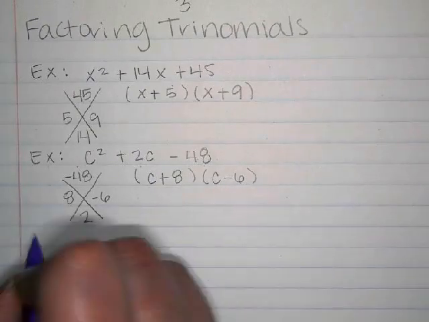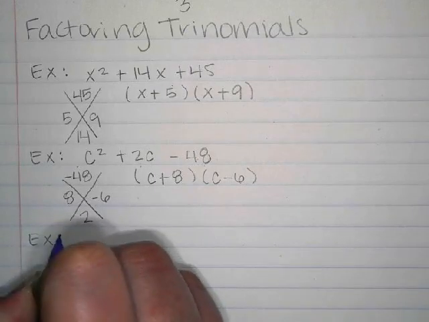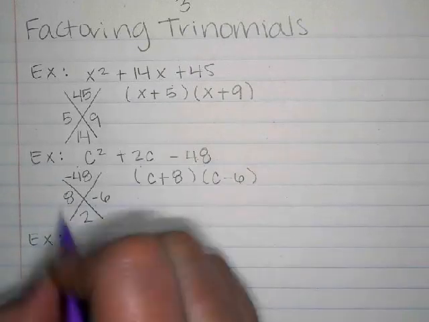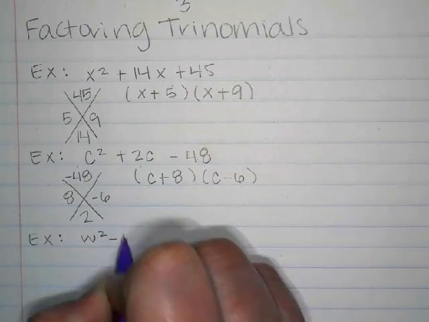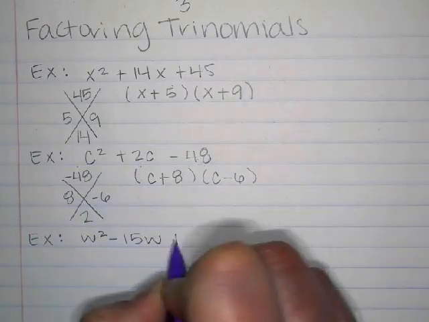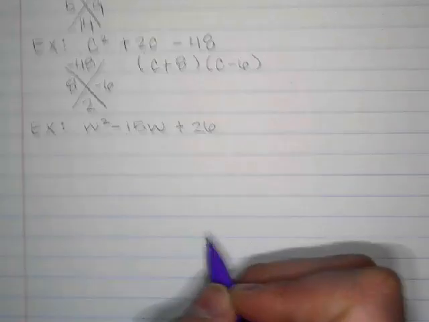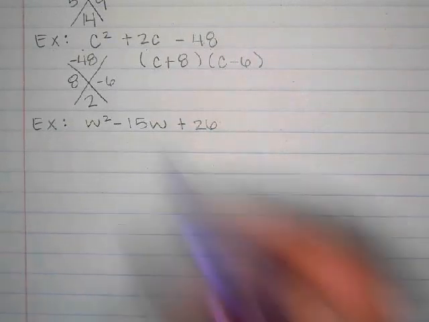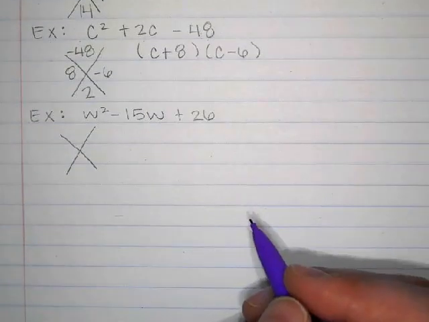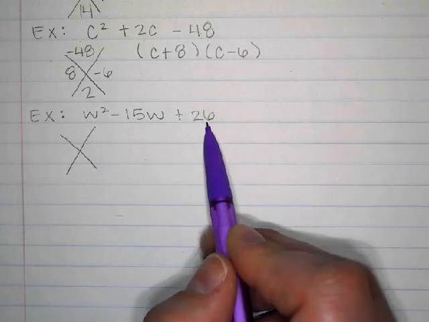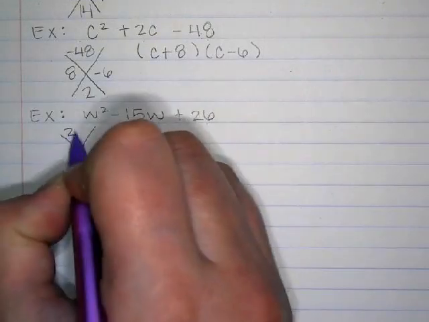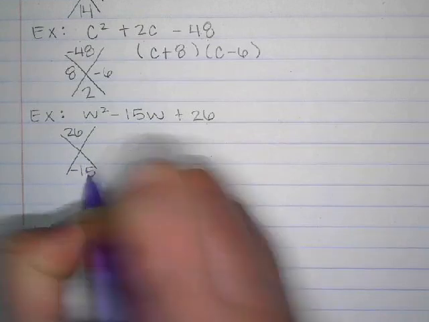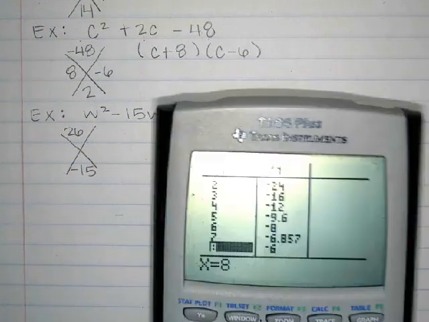All right, here is the next problem. w squared minus 15w plus 26. Okay, so what are we going to do? What are we looking for? Numbers that multiply to be 26, but add up to be negative 15.